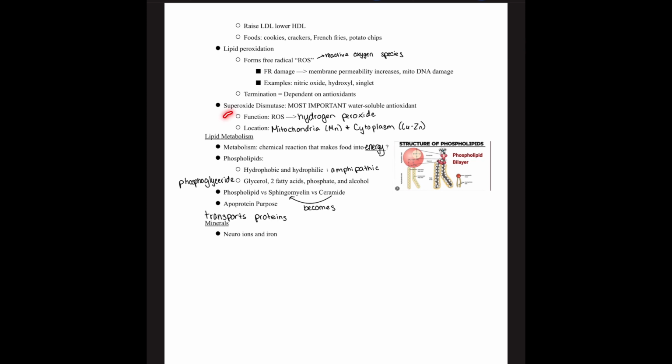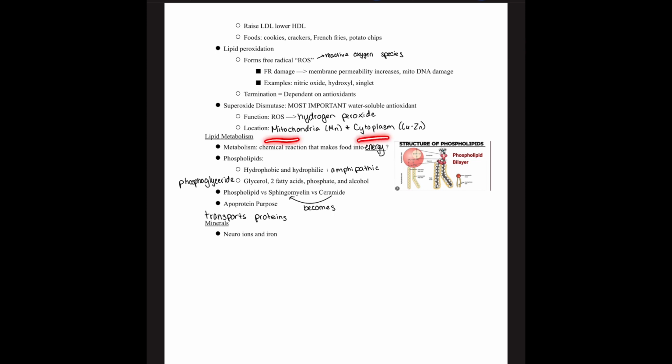For example, we have something called superoxide dismutase. So this is a type of antioxidant that your body naturally provides for you. He says this one is the most important. So this is not the only, but it is the most important. What it does is it takes these reactive oxygen species, or our free radicals, and it converts them to hydrogen peroxide. That can occur in the mitochondria and the cytoplasm.